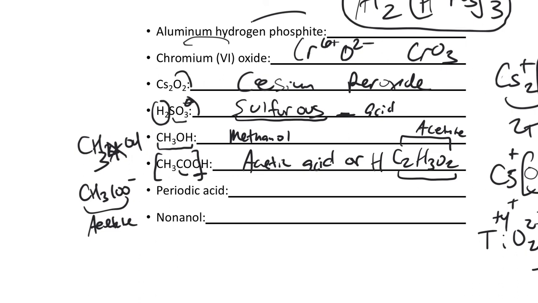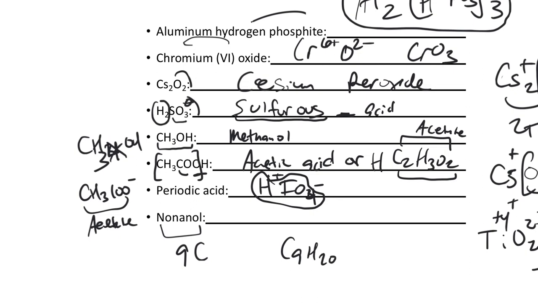Periodic acid might take a second to realize. This is periodic acid, from periodate. Iodate is IO3-, periodate therefore is IO4-, acid form with 1 H+, HIO4. And then nonanol is the alcohol of nonane. Nonane is the 9 carbon alkane, so we have 9 carbons, C9. It's going to be H20 for nonane, so C9H19OH.